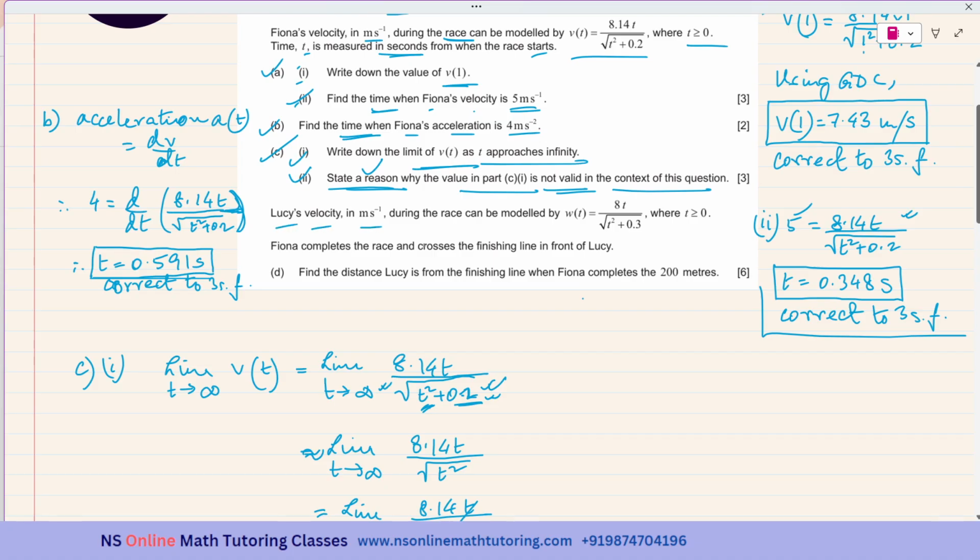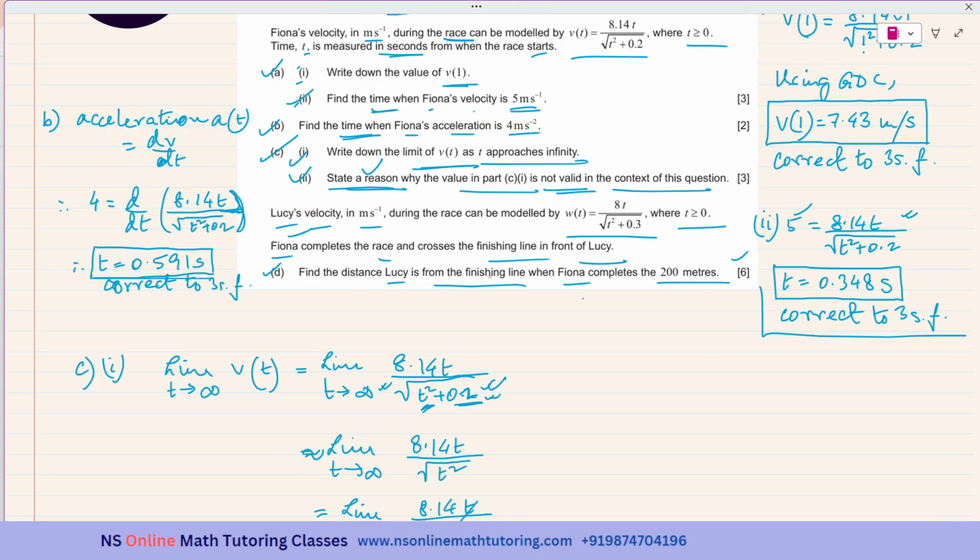Lucy's velocity in meters per second during the race can be modeled by W of t equal to 8t over square root of t square plus 0.3, where t is greater than or equal to 0. Fiona completes the race and crosses the finishing line in front of Lucy. So we do not know how many competitors are there, but between Fiona and Lucy, Fiona is winning. So subpart D, find the distance Lucy is from the finishing line when Fiona completes the 200 meters. Okay, it is carrying 6 marks.